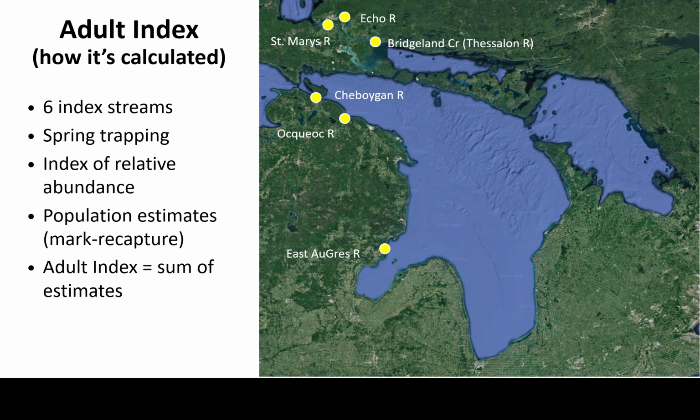So some of you might have questions about how the adult index is calculated. So I'll give you just a basic overview. There are 6 Lake Huron streams that are shown here on the map that are trapped in the spring. Mark recapture population estimates are conducted, and then the sum of these estimates provide the adult index. The index shows the relative abundance of adult sea lamprey in the lake each year.